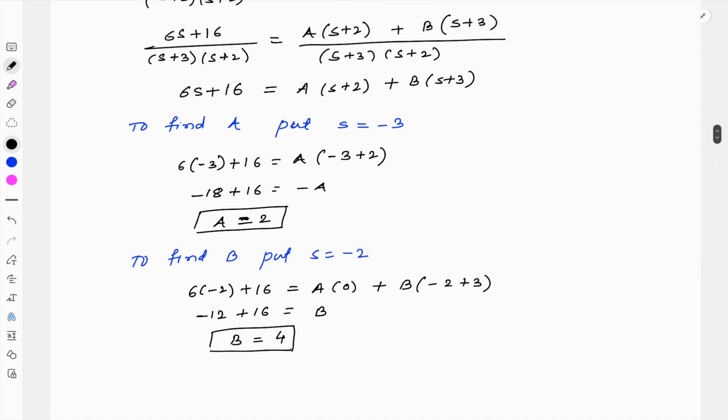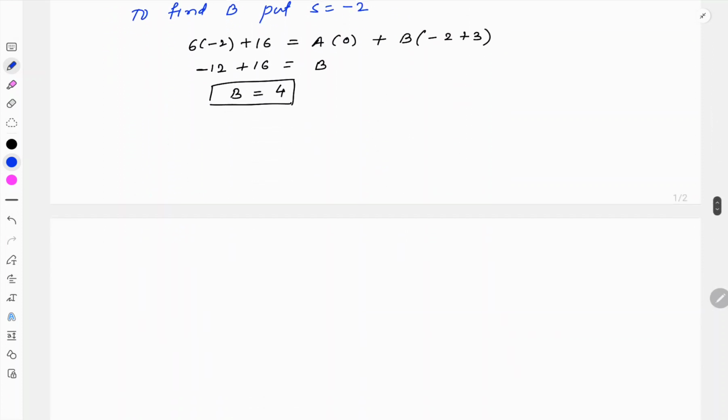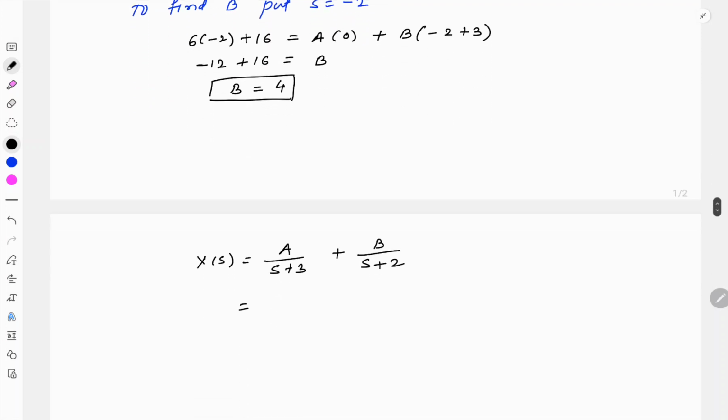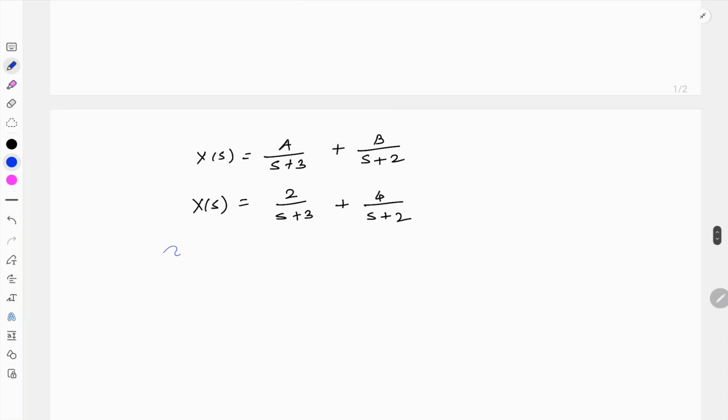So let us substitute these values in the first equation where we have used the partial fraction expansion. So our x of s becomes a upon s plus 3 plus b upon s plus 2. So a is 2 and b is 4. So 2 upon s plus 3 plus 4 upon s plus 2. This is our x of s. Using partial fraction we have got this expression. Now we need to find out the inverse Laplace transform.